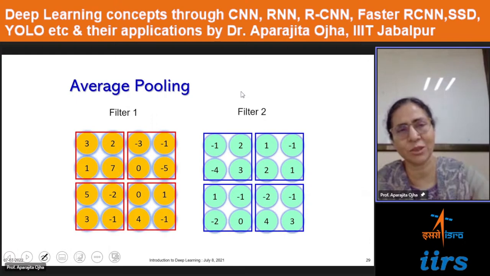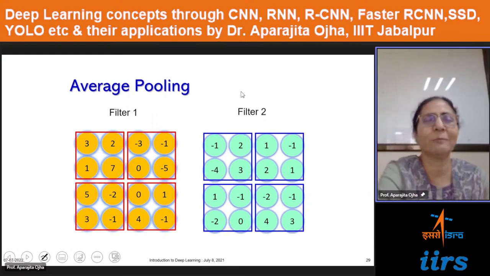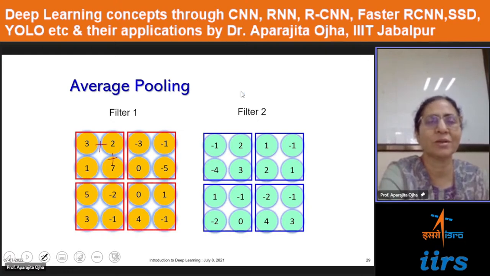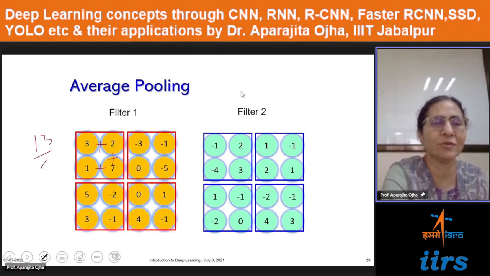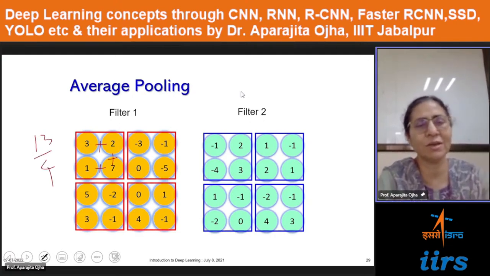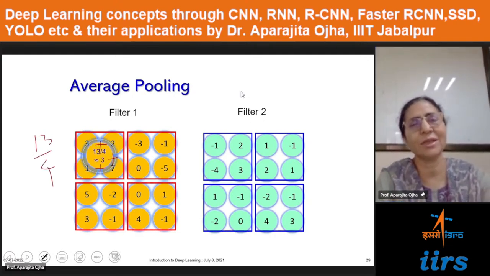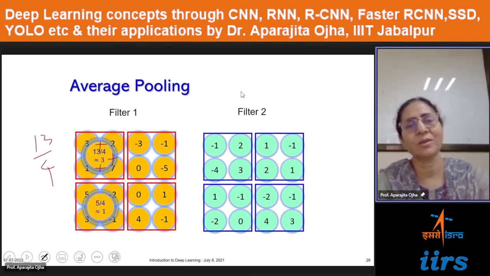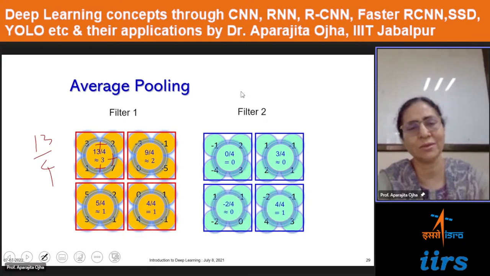Similarly, there is average pooling. So here we take the average of this. So 3 plus 2 plus 7, 13, so it is 13 by 4. So 13 by 4 is 3, right? 13 by 4 is 3. Similarly here, here, here. That's what we do, right?